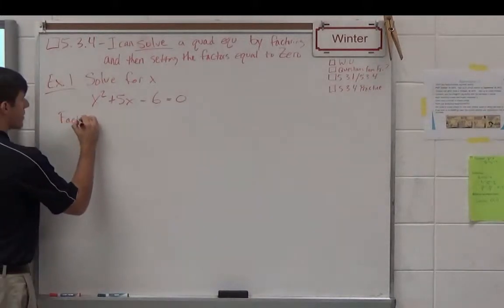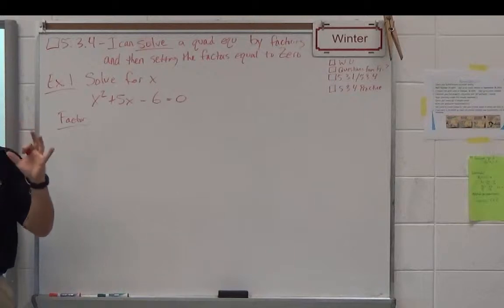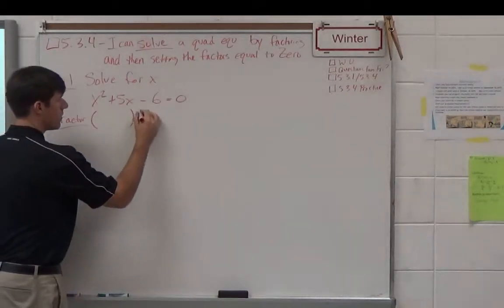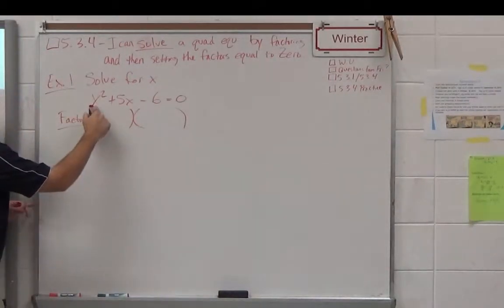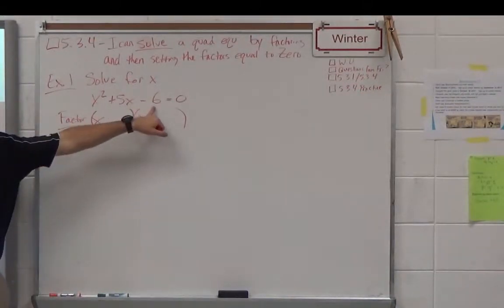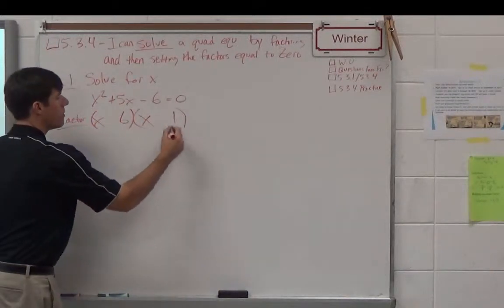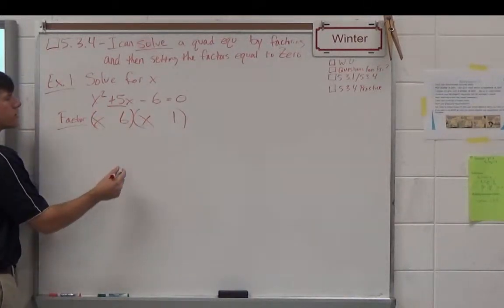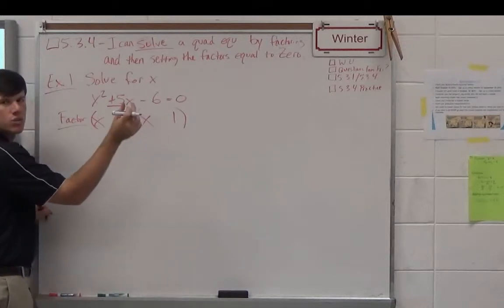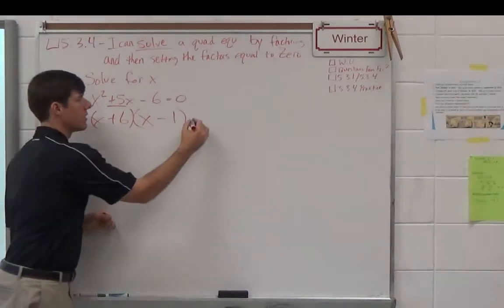So let's factor. If I factor this, I'm going to break this into 2 pieces. Remember, how do I get x squared? X times x. What are my factors of 6 that could give me 5? 6 and 1. Now, remember, I need a positive 5, so I think, 6 minus 1 gives me positive 5. Don't forget that equals 0.